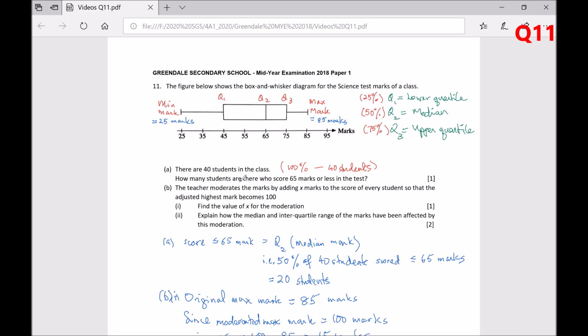Question is, how many students are there who score 65 marks or less in the test? Looking back at the box and whisker diagram, 65 marks corresponds to the median mark. So this means that 50% of the students scored 65 marks or less. 50% of 40 students would mean 20 students scored 65 marks or less.